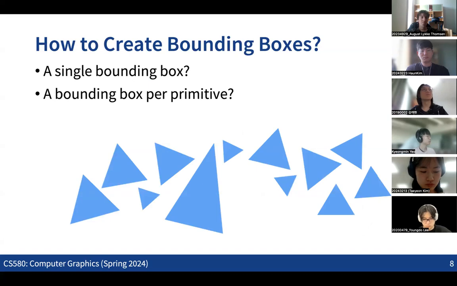We also discussed the 2 extreme cases. If we make one giant bounding box for the entire scene, the problem is that if the ray hits that bounding box, there's no difference. We need to consider all the objects in the scene to check the intersection with the ray, so that's not an efficient way. And if we have a bounding box for every single primitive, that also does not make any difference. Still, we have n bounding boxes.